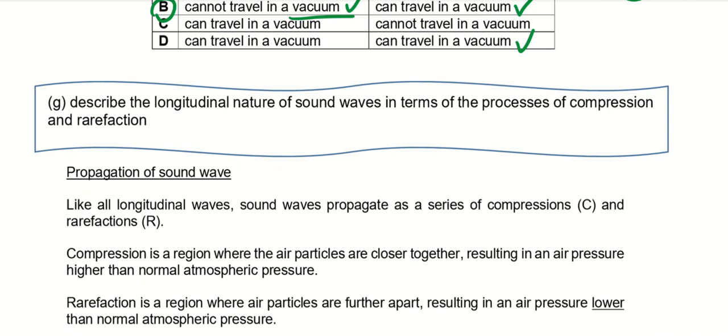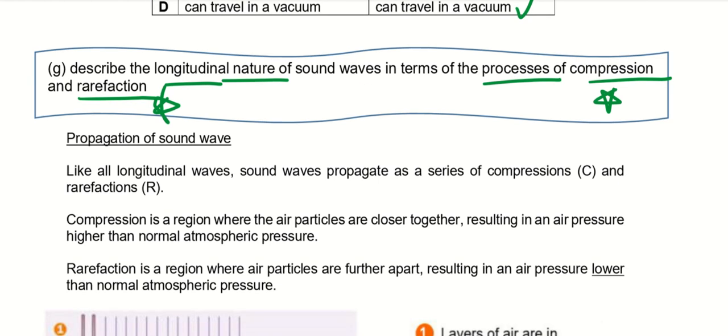Okay, let's go to success criteria G. Describe the longitudinal nature of sound wave in terms of the processes of compression and rarefaction. Now, this compression and rarefaction is only for sound waves. So when a question mentions compression and rarefaction, you know you are doing a chapter on sound. Propagation of sound wave means the movement of sound wave. It's just another word to replace motion or transmission of sound waves.